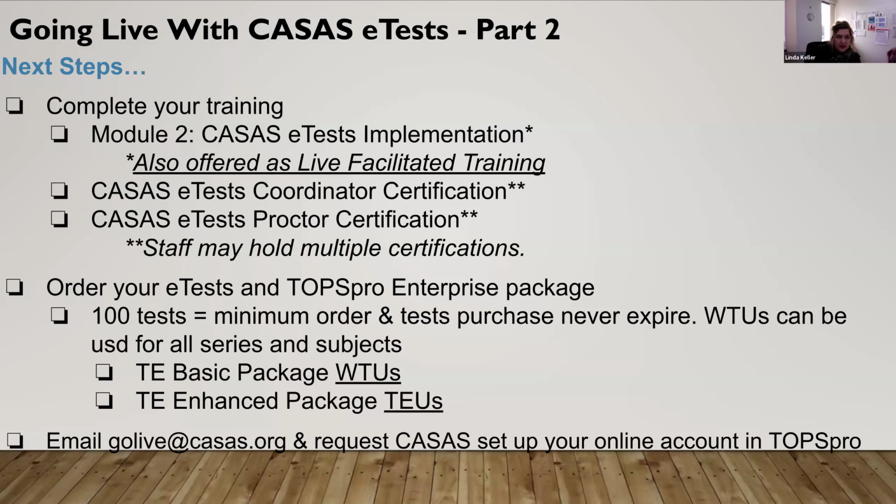So after you have all that training done, if your agency doesn't already have an account, you're going to order some e-tests and you're going to select which type of TOPS Pro Enterprise package that you want to use. Keep in mind, you only have to order 100 tests from CASAS in order to create an account. That's it. The bonus to the tests, if you order them and you don't get launched within the next year, those tests are not going to expire. They don't. So the WTUs, that's what they're called, web testing units.